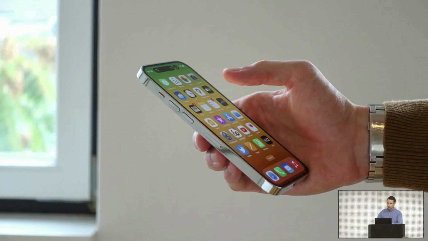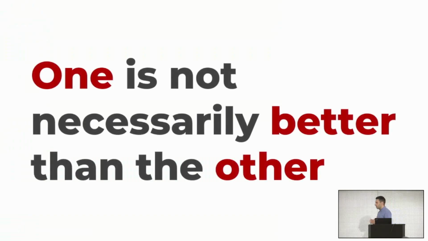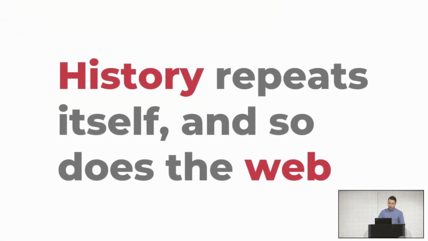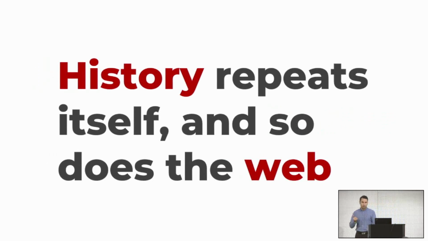What I'm trying to say here, and what I'm trying to draw the following analogy. One is not necessarily better than the other. I mean, when it comes to designing a mobile phone, you don't have much of a choice. You can either have flat sides or round sides. But one is not necessarily better than the other, simply because both of them have pros and cons. And as Apple, and in this case history repeats itself, and so does the web.